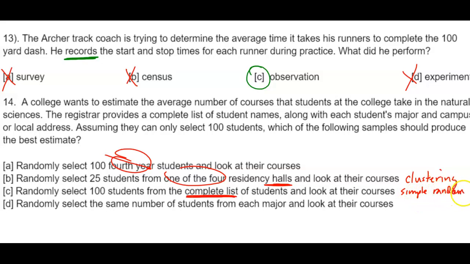And then last, randomly select the same number of students from each major. Again, we're putting them into groups and we are taking a random sample from each group. All right, this would be stratified. And the first one really is just bias. It just has high bias, like I said, because they're only looking at fourth-year students. So if you compare these 4 different methods, the clear winner is simple random. If you remember back from the lesson for this topic, simple random is the most accurate way to sample data if you can.